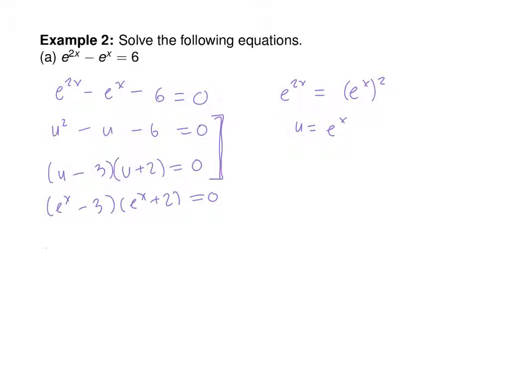E to the x minus 3 equals 0 and e to the x plus 2 equals 0. Very good, yep. So the first one is e to the x equals 3. And how do you undo the e? Take the natural log, yep. Natural log of e to the x equals natural log of 3, so x equals natural log of 3.